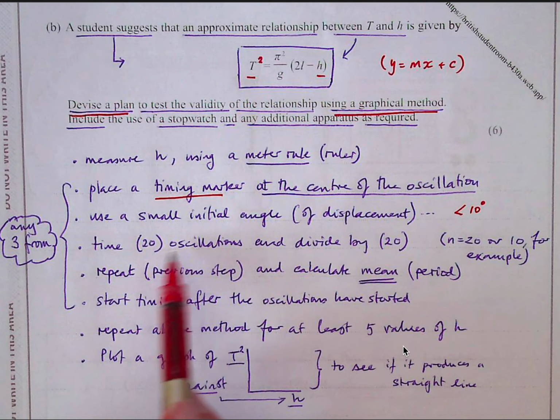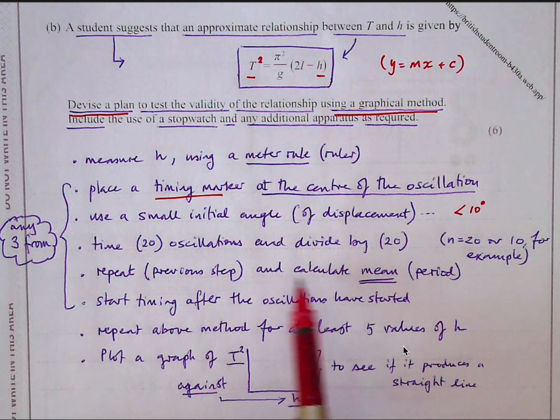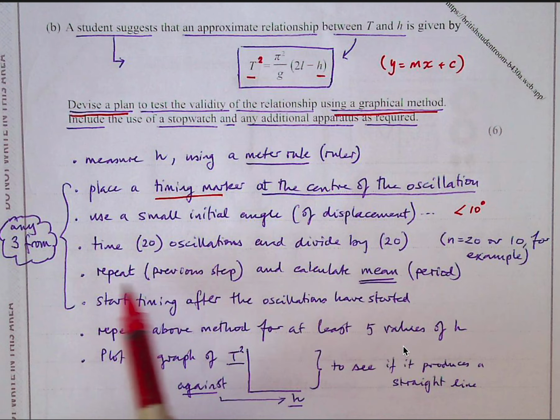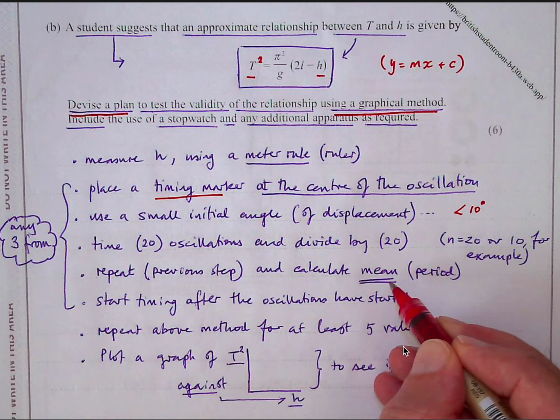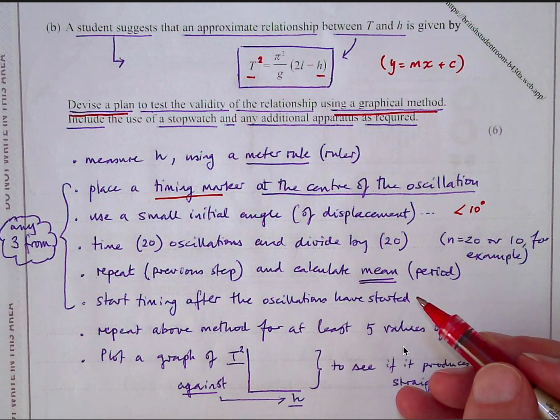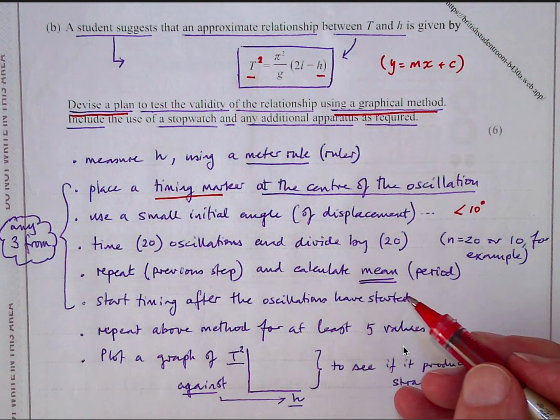Then it says repeat the previous step. I've put this just to make sure: repeat this and calculate the mean period. So even though you've done 20 oscillations, you should really repeat it twice and then calculate the mean. Be careful to use the word mean, don't use the word average, because average could be a mode or a median. So these are different ways of getting 3 marks. It's only going to give you 3 marks from this bracketed 5.